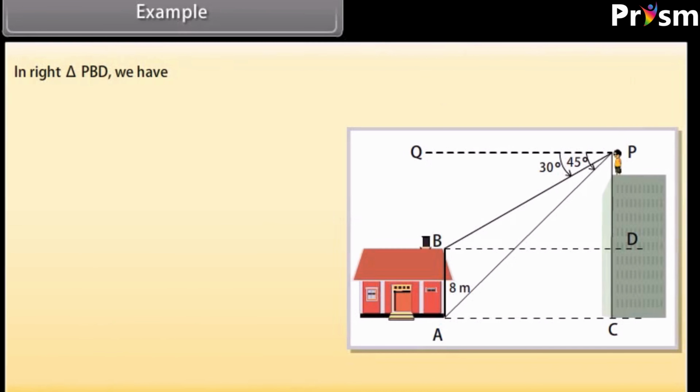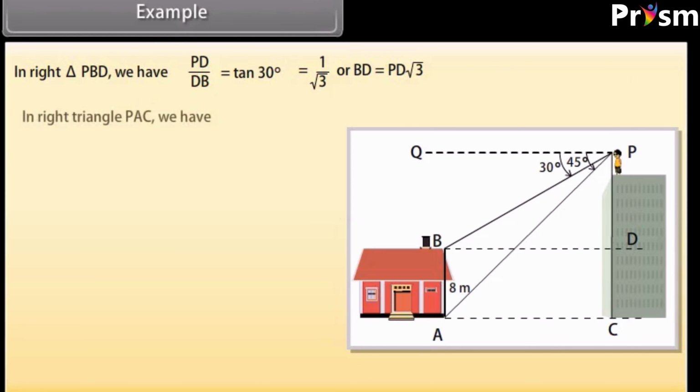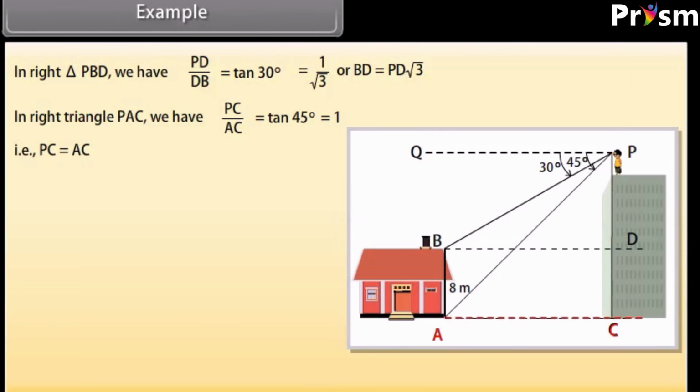In the right triangle PBD, we have PD upon DB equals tan 30 degree, which is equal to 1 upon square root 3, or BD is equal to PD square root 3. In right triangle PAC, we have PC upon AC equals tan 45 degree is equal to 1. That is, PC is equal to AC. Also, PC equals PD plus DC. Therefore, PD plus DC is equal to AC.